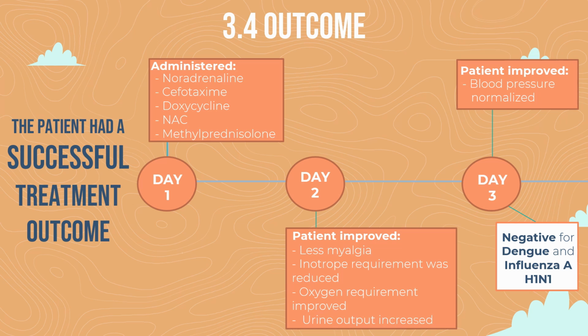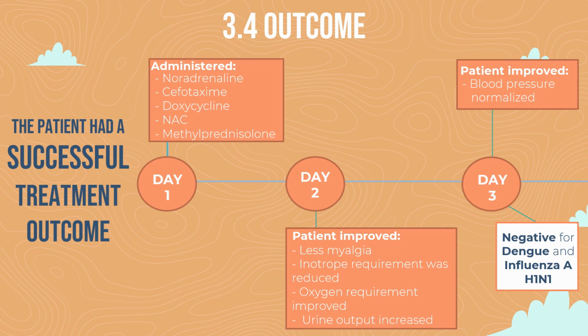On admission, he was started on intravenously administered noradrenaline as his blood pressure remained low. He was given cefotaxime and doxycycline after taking blood cultures. N-acetylcysteine infusion was started for his elevated transaminases. On day 2 of illness, the patient had clinically improved with less myalgia.